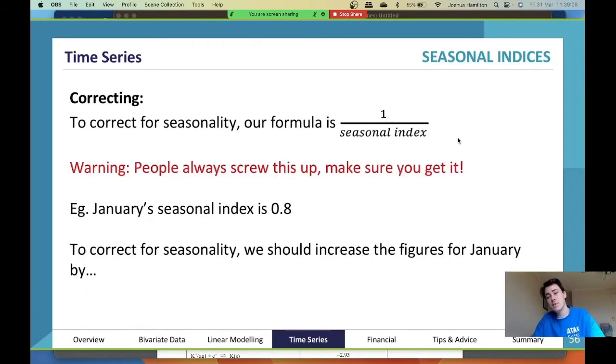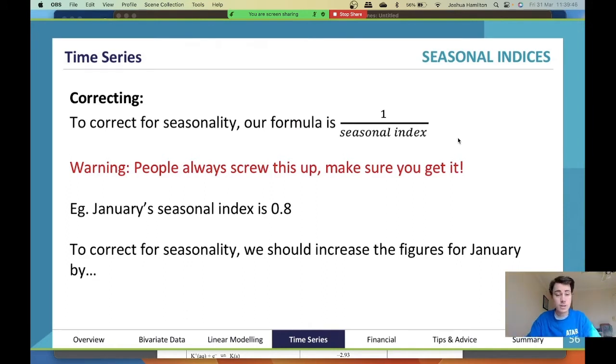Then there's this really common question where they say correct for seasonality with a seasonal index. Students always get this wrong. It's one of those that's really commonly screwed up, and you just have to learn how to do it to get it right. So if I have a seasonal index of 0.8, to correct for seasonality, we need to increase the figures for January by what? I want everyone to have a quick think. For those of you watching the recording, just pause and have a quick think. For those of you watching the premiere, just take like 5 seconds to have a think, 5, 4, 3, 2, 1. So what did you think?